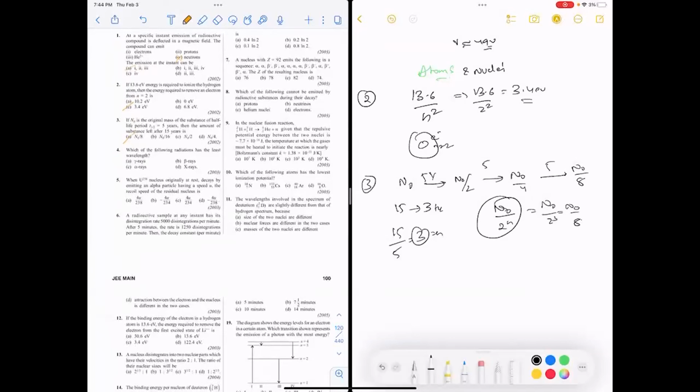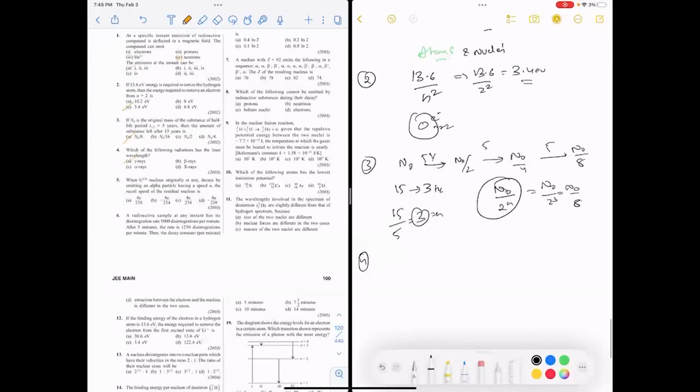Which of the following radiations has the least wavelength? Gamma, beta, alpha, X-rays. Beta and alpha are electron and helium nucleus. They are particles. They have larger wavelength. Gamma and X-rays are EM waves. They have shorter wavelength. In that, gamma is more energetic, so much shorter wavelength. If you ask me to arrange the lambda, beta and alpha depend on the velocity. I can say lambda of gamma is smaller than lambda of X is smaller than lambda of beta is less than, sorry, lambda of alpha. Is that clear?